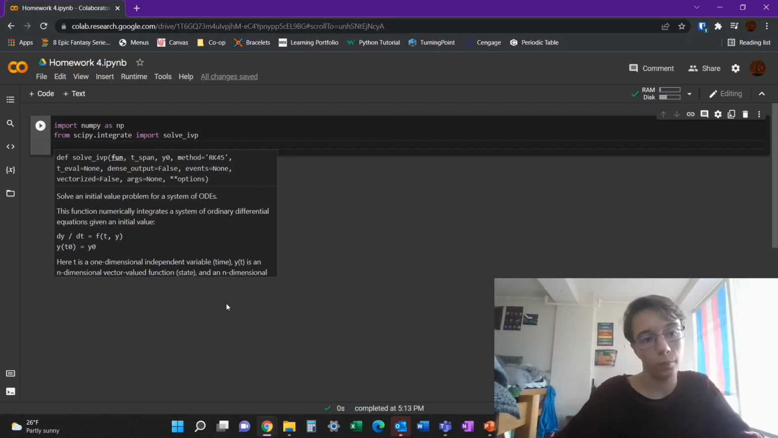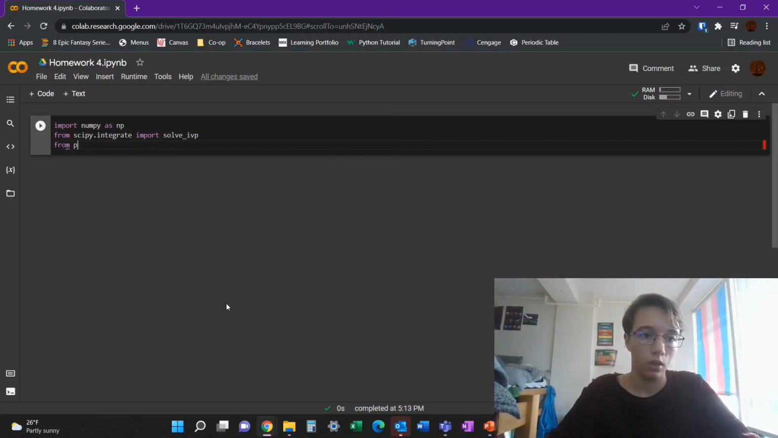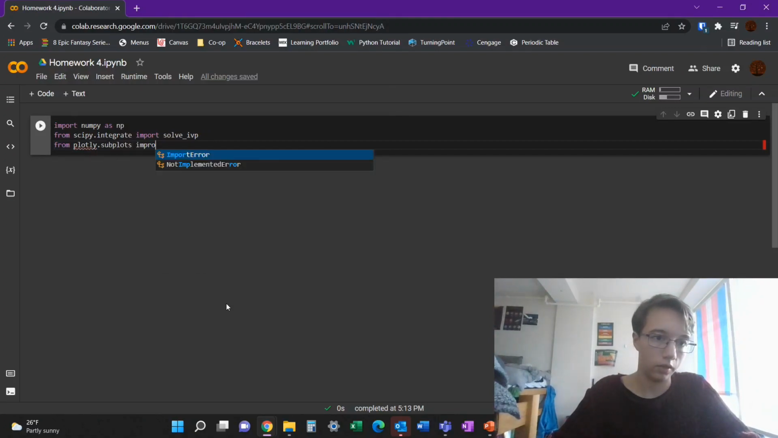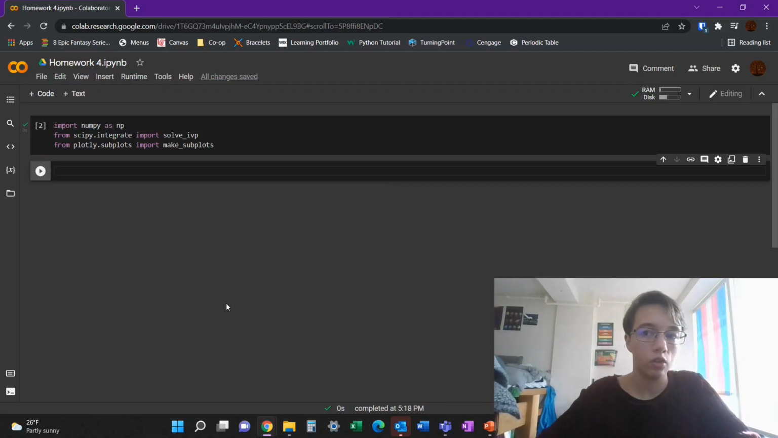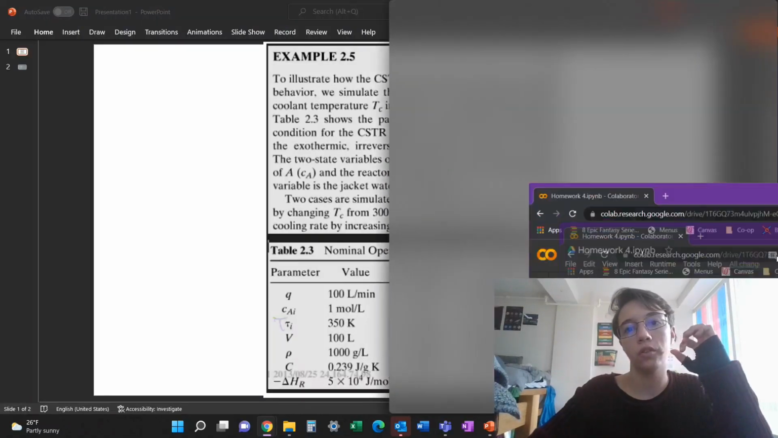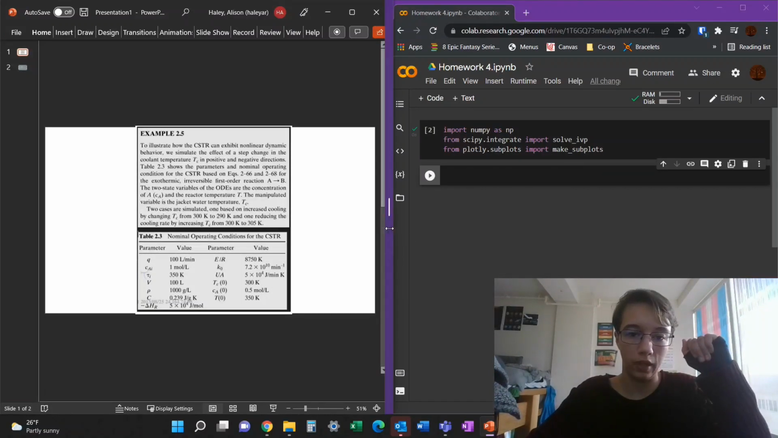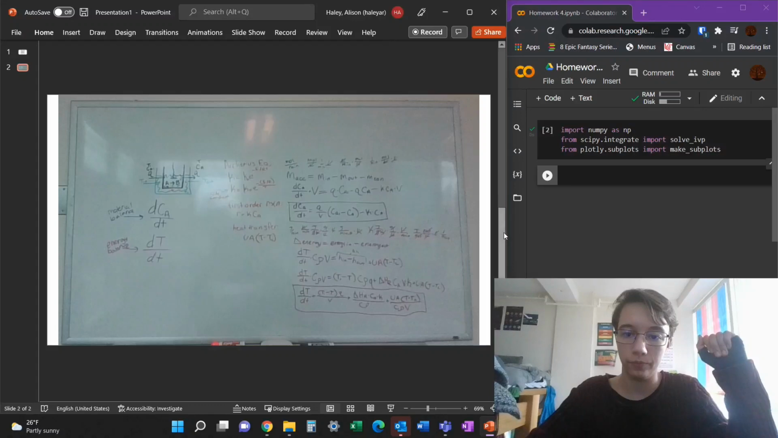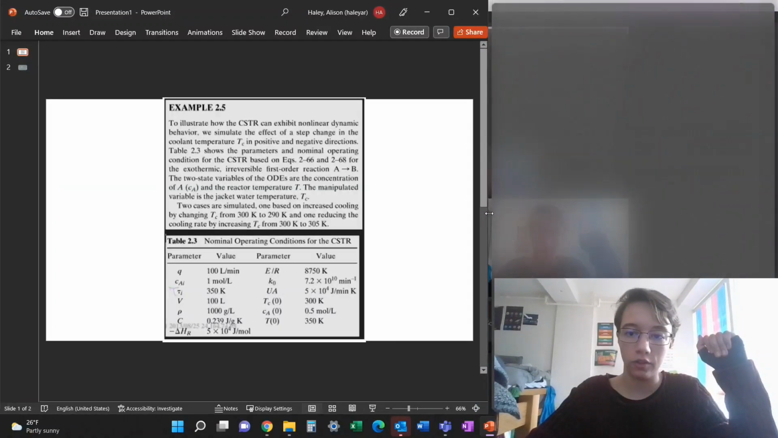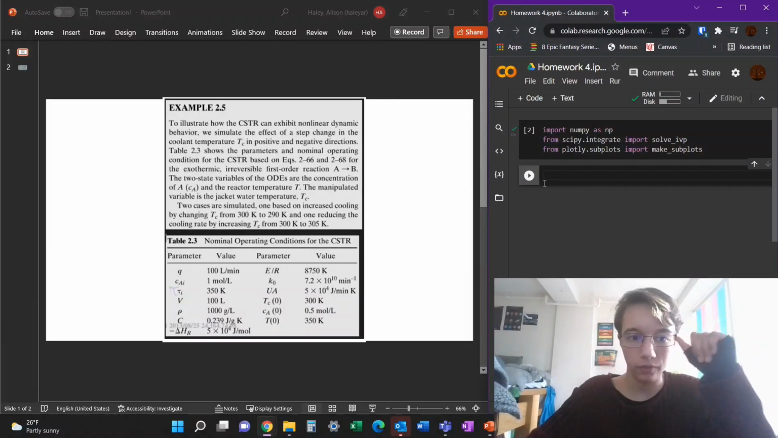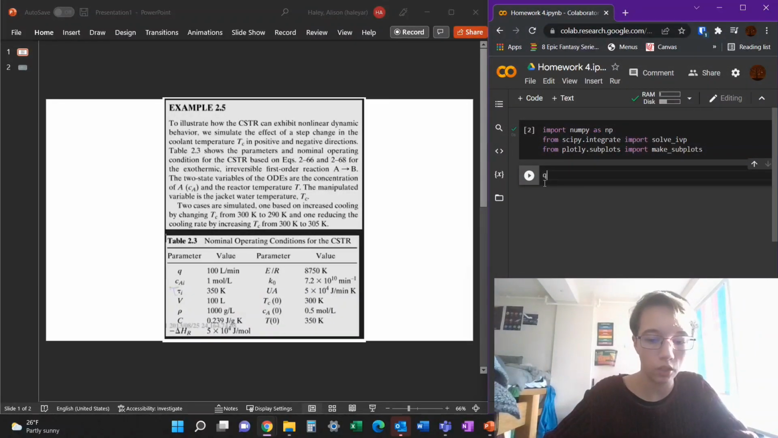and then we're also going to want to plot results. So from plotly.subplots, we're going to import make_subplots. Alright, so next thing we're going to want to do is input all of the parameters and the values that have been given to us for this problem so that Python can find them. So we'll start with Q.